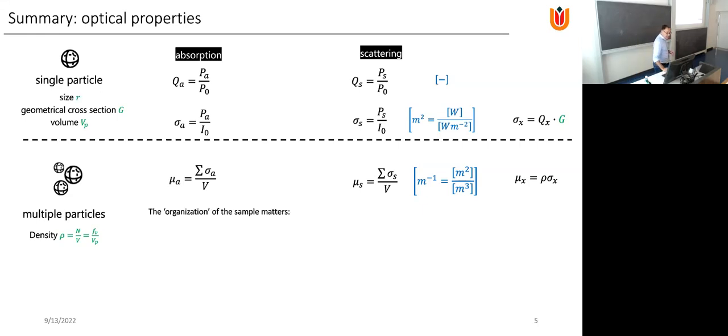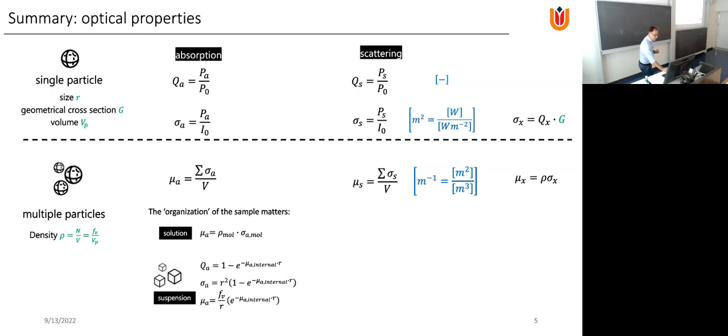All right. We saw for absorption that it really matters how the sample is organized, so to say, what absorption coefficient we will measure. If we had a solution of molecules in a cuvette, then the absorption coefficient that we would measure would just be the density times the absorption cross-section of the molecules. But if we had a suspension of particles of a certain size, then it got a little bit more complicated.